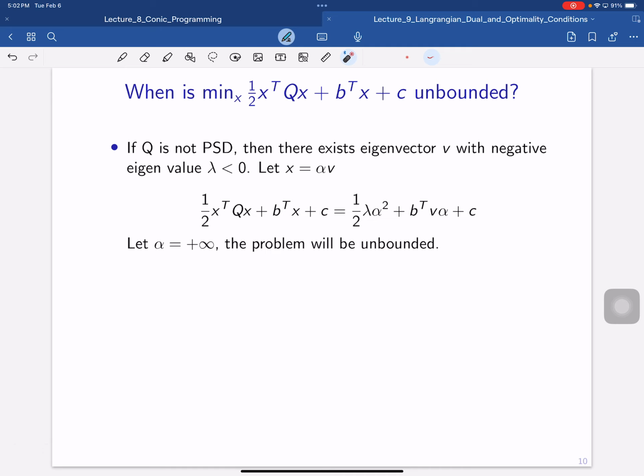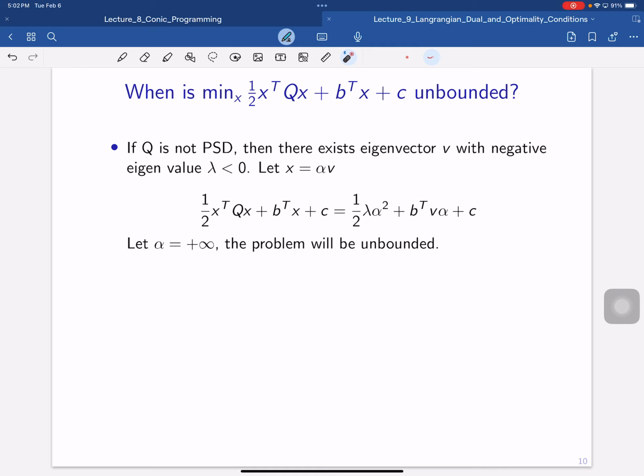Now let's consider this problem. We are minimizing an unconstrained quadratic function, 1/2 x transpose Qx plus b transpose x plus c. Let's consider when this quadratic problem is unbounded. This is an unconstrained quadratic problem. There are a few cases where it will be unbounded. The first case is that if Q is not a positive semi-definite matrix, then this problem will be unbounded. Why is that the case?